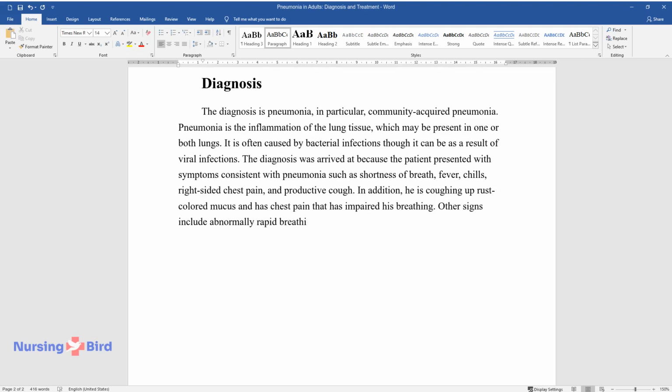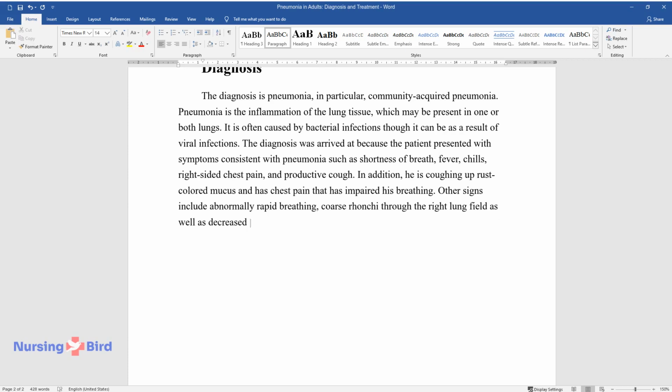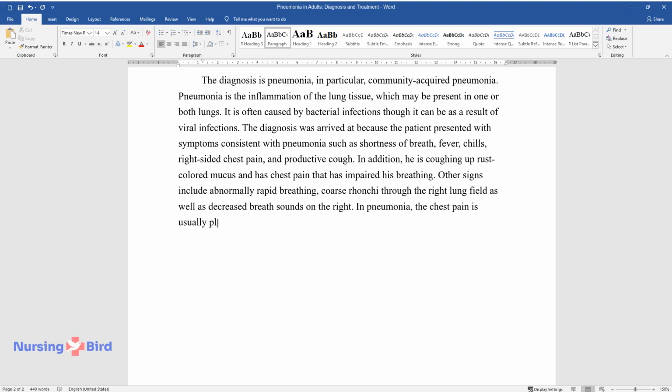Other signs include abnormally rapid breathing, coarse rhonchi through the right lung field as well as decreased breath sounds on the right. In pneumonia, the chest pain is usually pleuritic and is next to the affected region, which in the patient is the right lung.